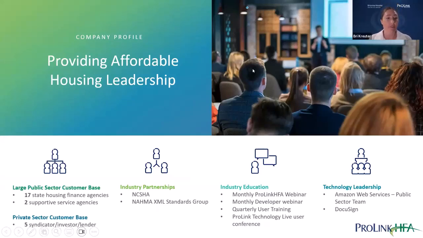Here's just a few other parts to keep in mind, talking about ProLink's visibility in our industry and how we try to lead as a vendor in affordable housing. We currently support 17 state housing finance agencies and 2 supportive services agencies across the United States. We also support 5 syndicator, investor, and lender clients as well for their affordable portfolios.